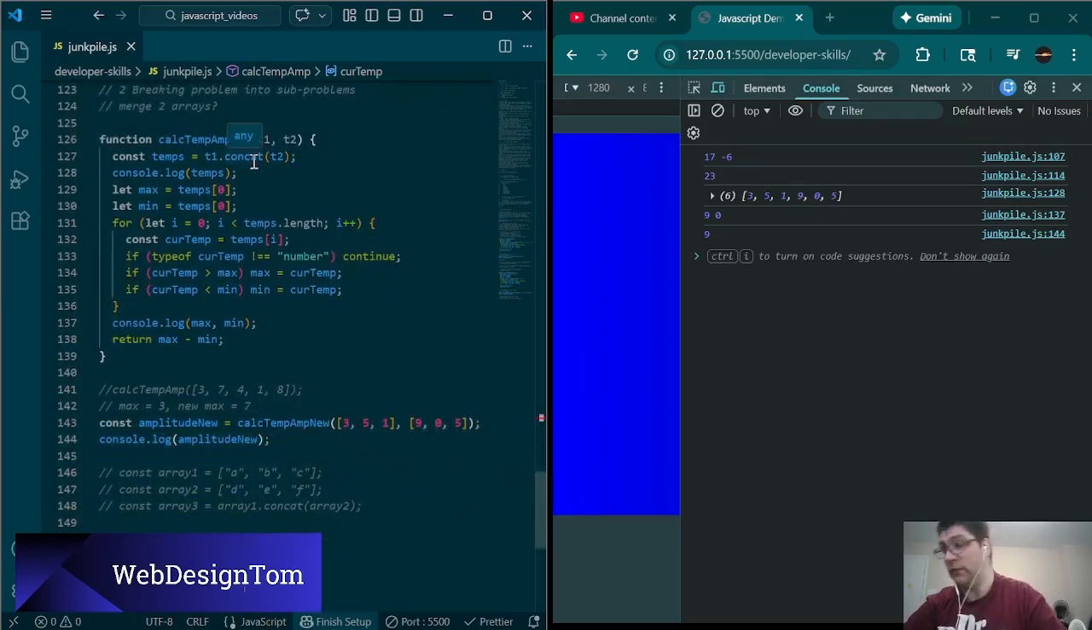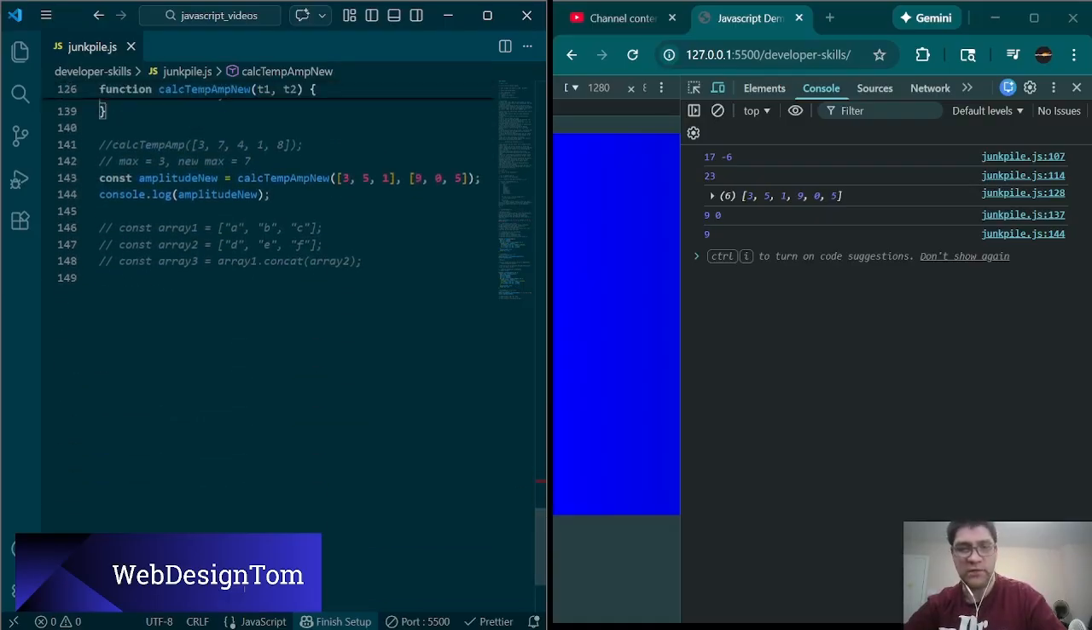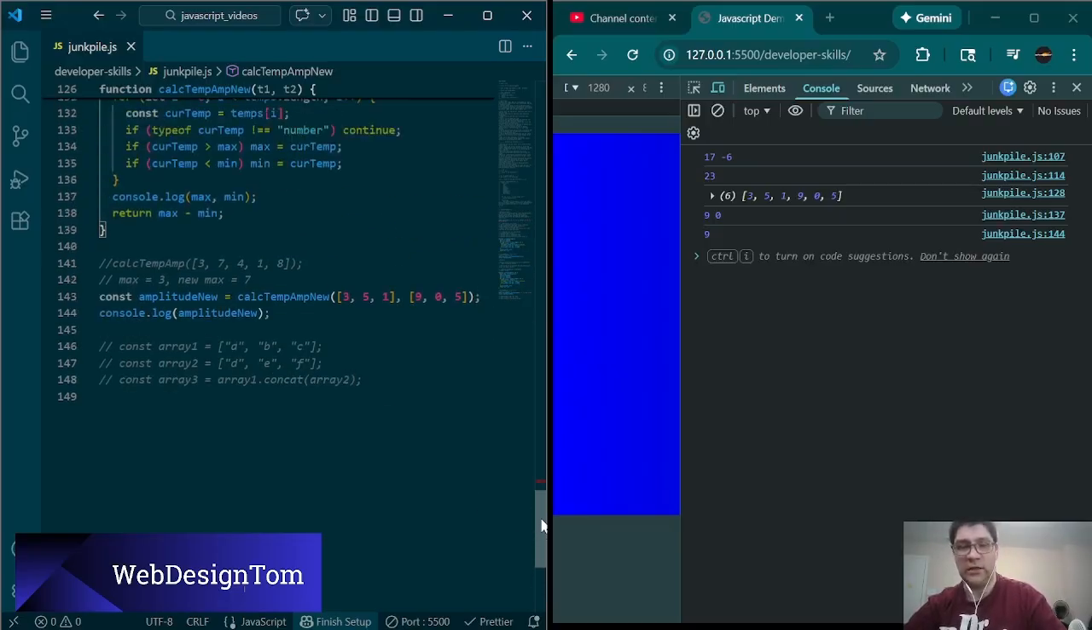So again, we went onto the Google machine and typed in JavaScript, how do we merge two arrays together? And it gave us, we can concatenate it, and that's what we did. And this is technically the example that it gave us: const array1 equals ABC, const array2 equals DEF, and then const array3 equals array1.concat(array2). So we just concatenated two arrays.